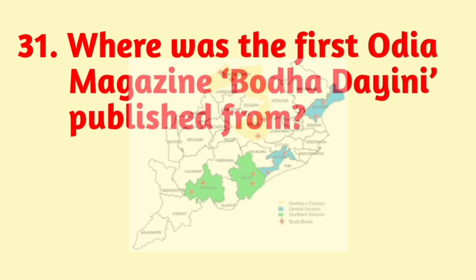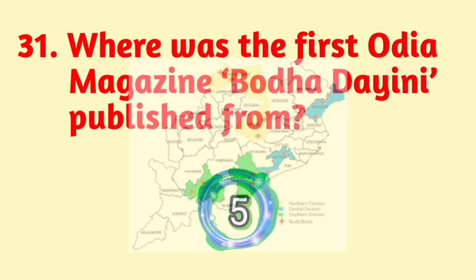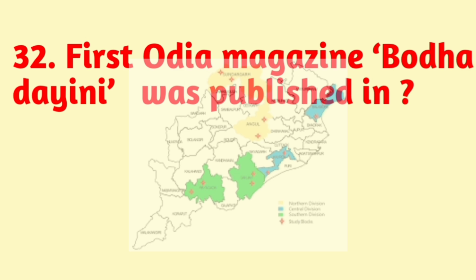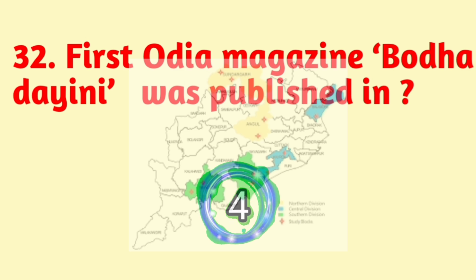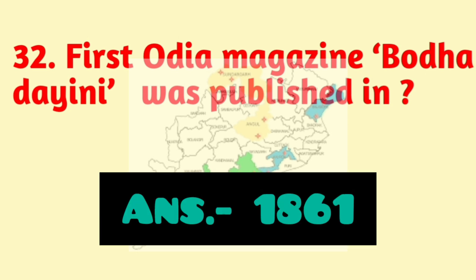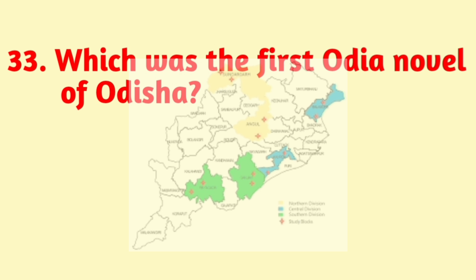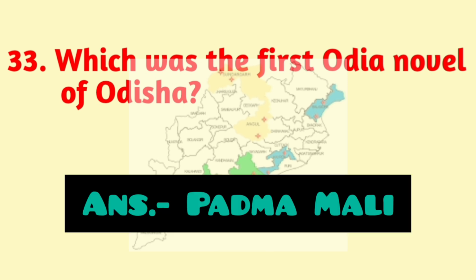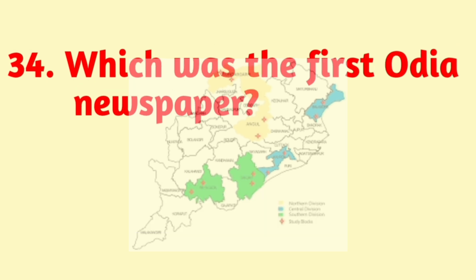Question number 31. Where was the first Odia magazine Bodha Jaini published from? The answer is Baleshwar. Question number 32. First Odia magazine Bodha Daini was published in? Answer is 1861. Question number 33. Which was the first Odia novel of Odisha? Correct answer is Padmamali.